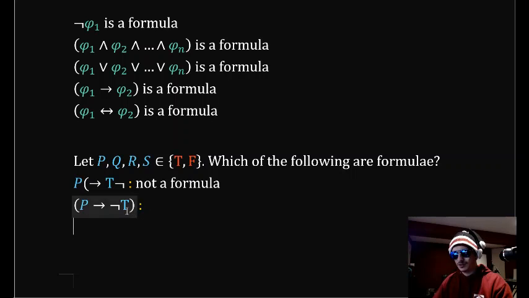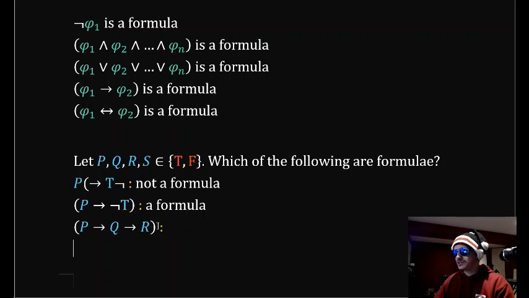P implies not true. Okay, well, P is a formula, and true is a formula. So not true is a formula, so P implies not true must be a formula. So this is a formula. P implies Q implies R. Okay, well, our rule here states that we can only have 2 formulas combined together with this implies. So this is not a formula.